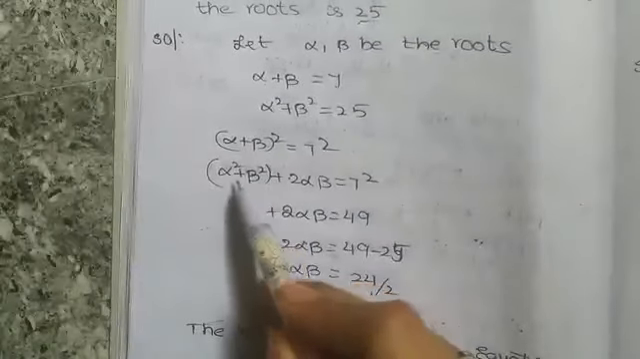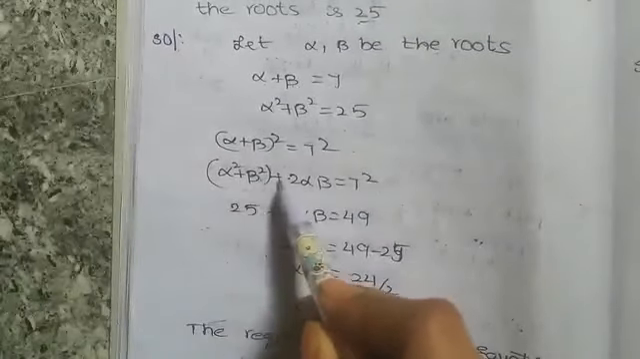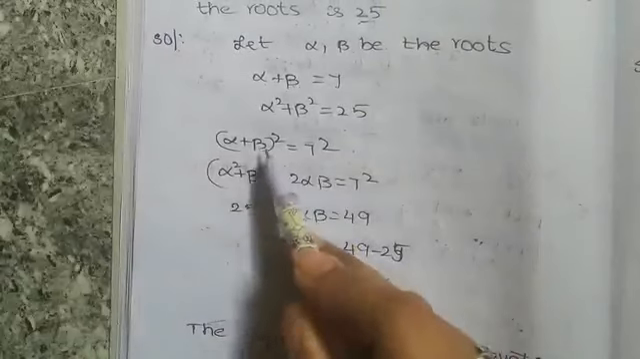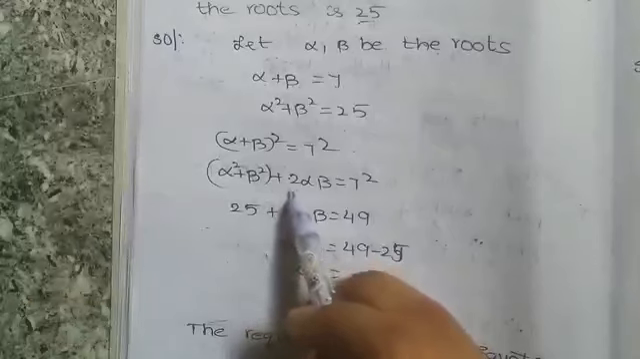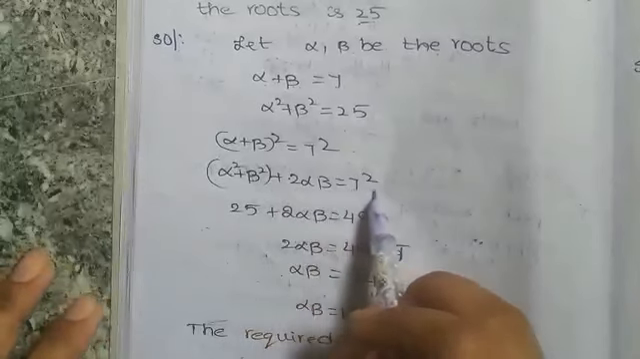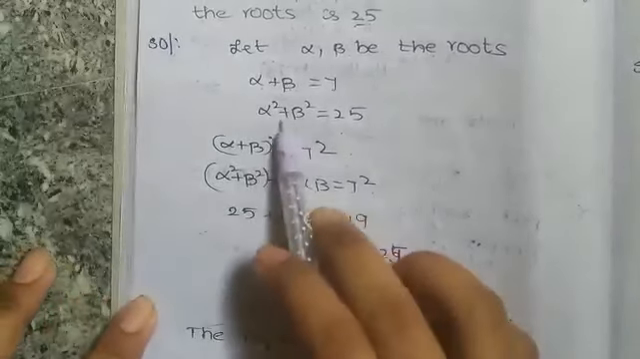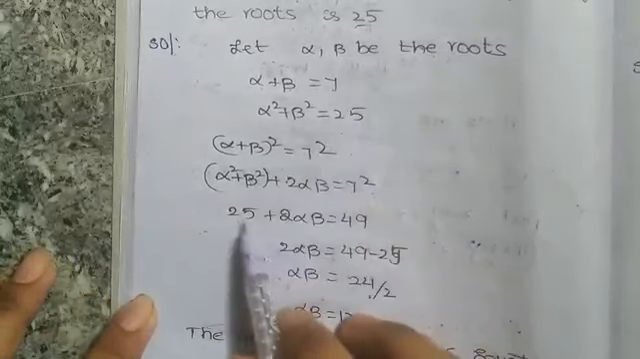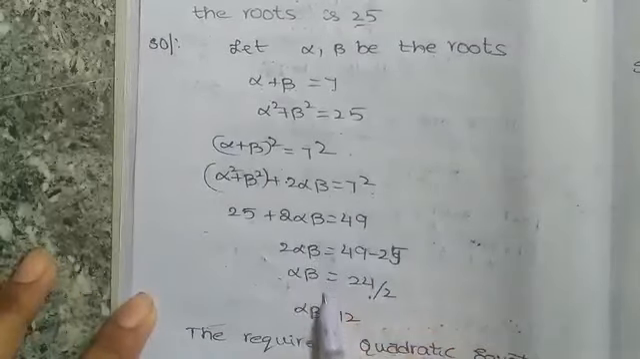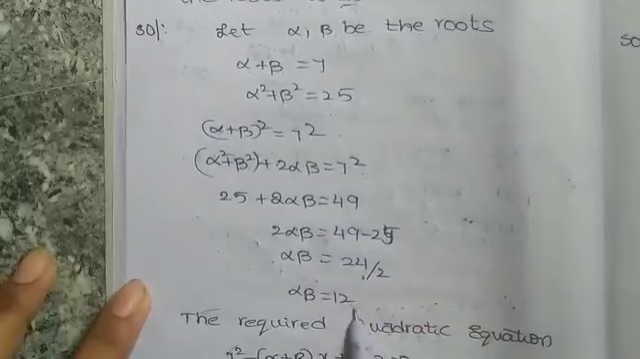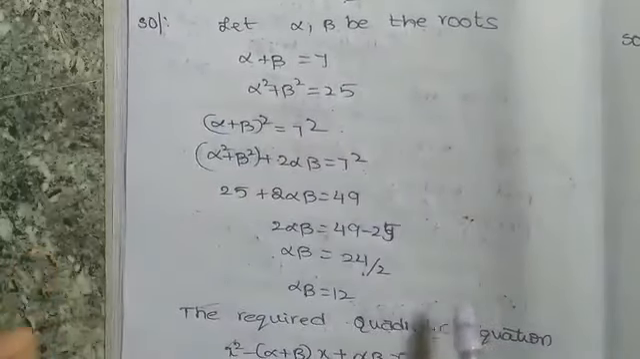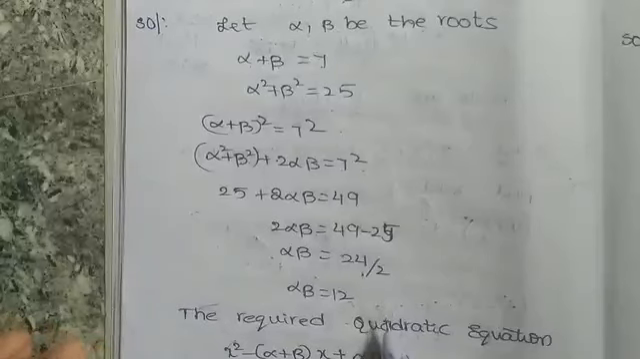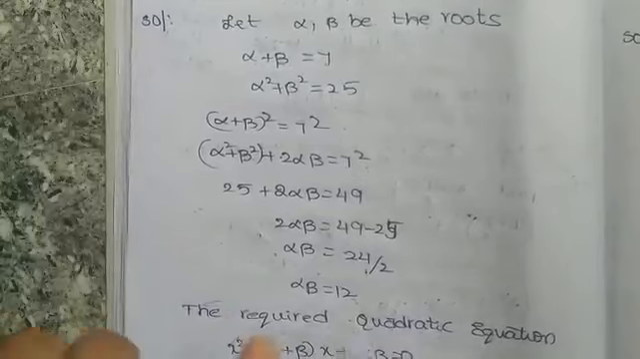Now, when we expand, we will get alpha square plus beta square plus 2 alpha beta. That is equal to 7 square. We already have the alpha square plus beta square value as 25. Substitute here. So after solving this, we will get alpha beta value is 12. So we have alpha plus beta and alpha beta values. So we can find the quadratic equation. Because what do we require to find a quadratic equation? Two roots, their sum and their product.